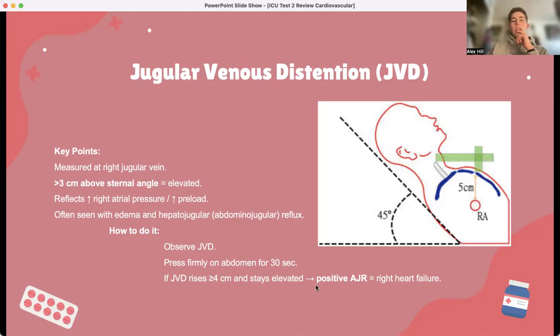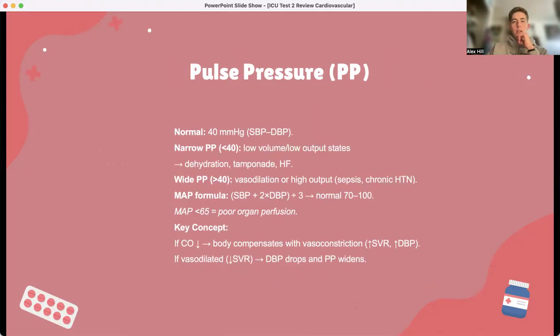And then you have this abdomino-jugular reflex, where if you push down on the abdomen, you'll see the JVD rise, because you're increasing the pressure, but your heart's not able to pump out the blood, so it just backs up into the jugular vein.